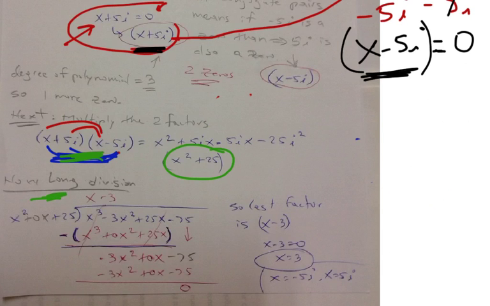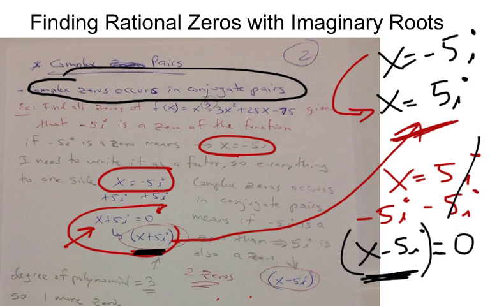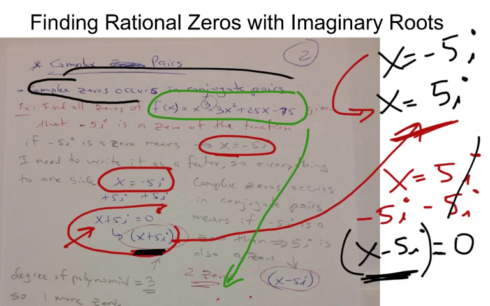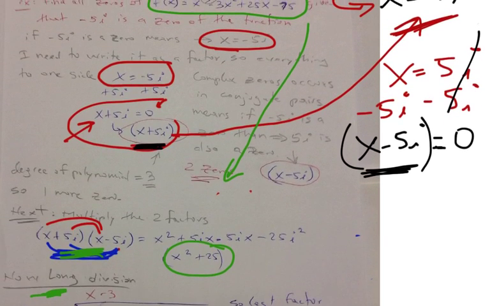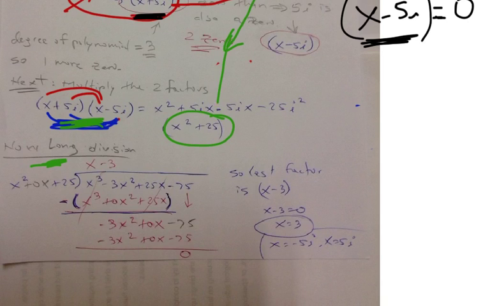Okay, I bring my original function. Let me pull it up from the top. If you remember, my original function was x cubed minus 3x squared plus 25x minus 75. And I'm going to bring that, let's move this down, over here to do long division.